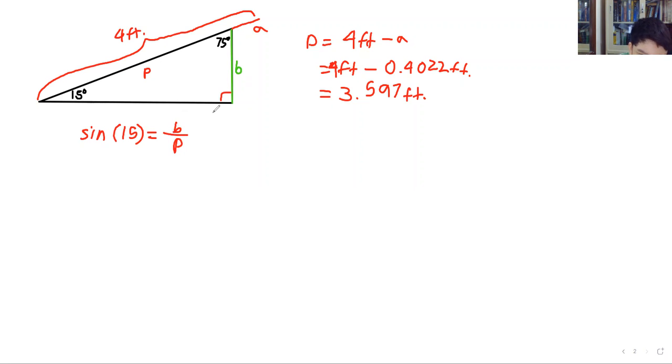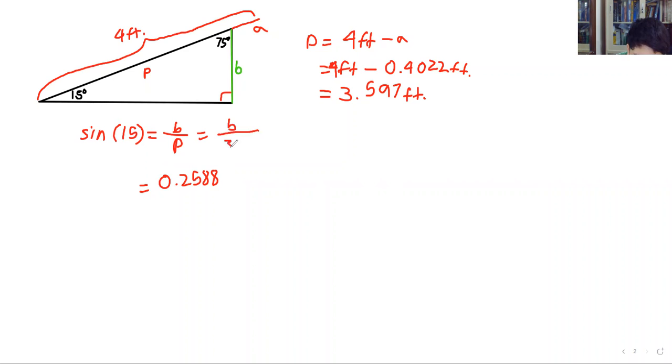So b is the side opposite to 15 degrees, over the hypotenuse. Yes, opposite over the hypotenuse. So sine 15 degrees is 0.2588. So b over p, we know that p is 3.597 feet.